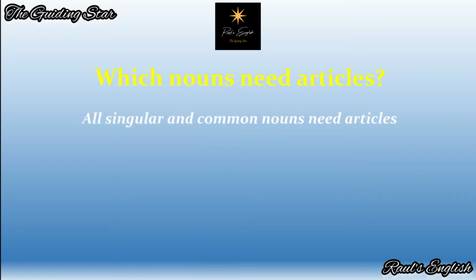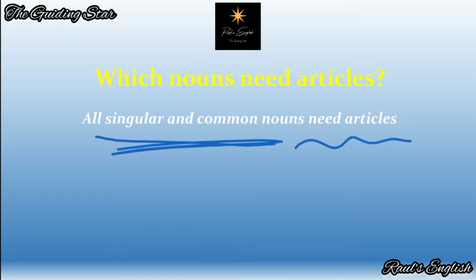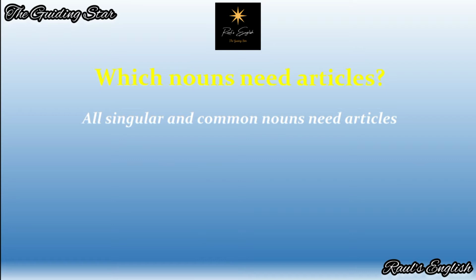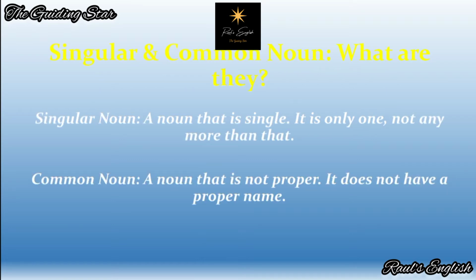Alright, so which nouns need articles? All singular and common nouns need articles. They must be singular and common. You have to insert an article before them. So what are singular and common nouns? A singular noun is very easy. It's a noun that is single. It's only one. It's not 2, it's not 3, it's not 100. It's just one. That is a singular noun.